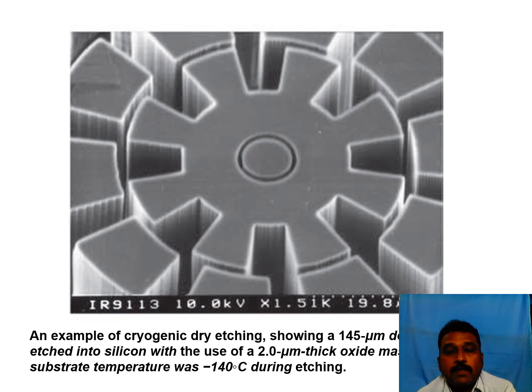And then here also you can see an example of cryogenic dry etching. This one is 145 micrometer diameter, etched into the silicon using the 2 micron thick oxide. Surface temperature was minus 140 degrees Celsius during etching. You can see how the areas were removed to form a gear.